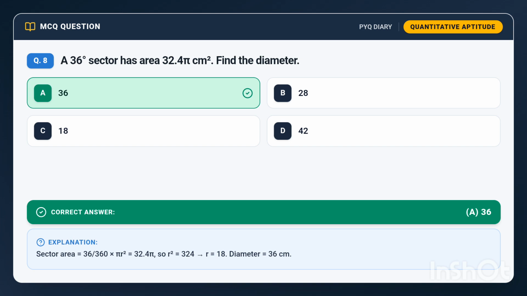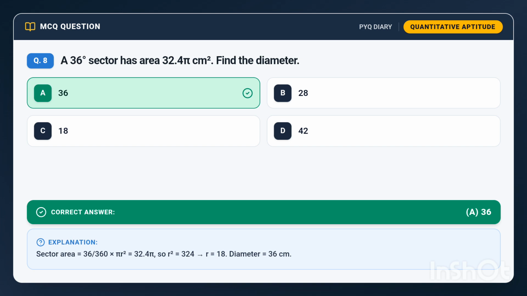The formula for the area of a sector is theta divided by 360 into pi r squared. Substituting the values, 36 by 360 into pi r squared equals 32.4 pi. Canceling pi from both sides, 1 by 10 into r squared equals 32.4, which gives r squared equal to 324. Therefore, the radius r is equal to 18 centimeters. Since diameter is twice the radius, 2 into 18 gives 36 centimeters.